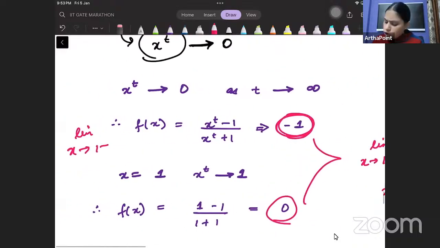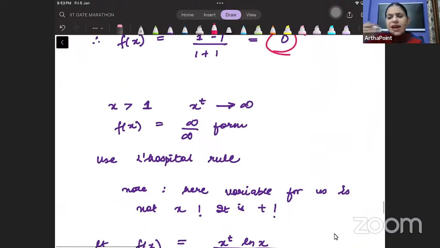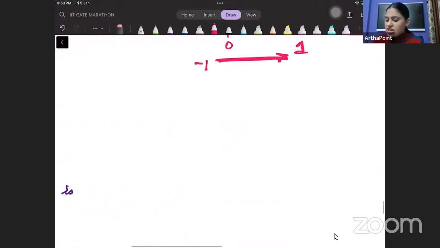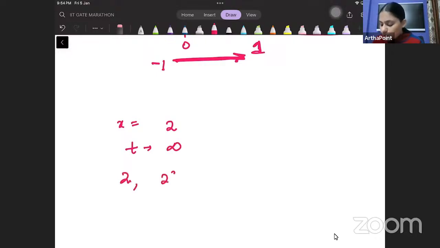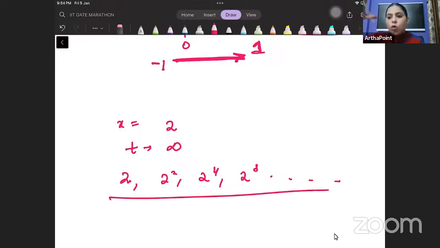And what if I approach the function from any value greater than 1? Just take the value of x, say 1.5, and keep taking its power. Beta, or just take x to be some number, say 2. As my t approaches infinity, what will happen? I will get 2, 2 to the power 2, 2 to the power 4, 2 to the power 8, and so on. The power is increasing, so this number will just explode. It will go towards infinity.